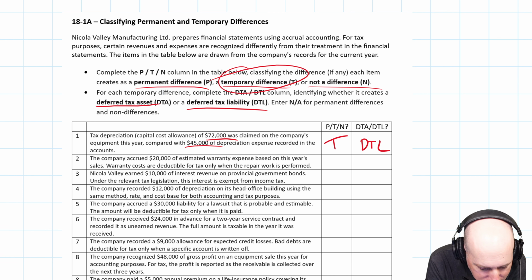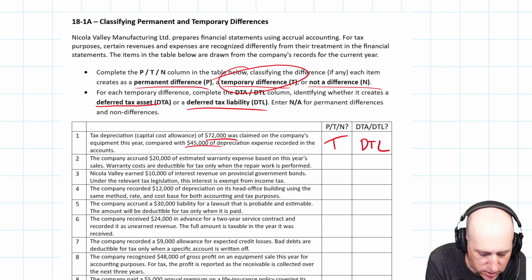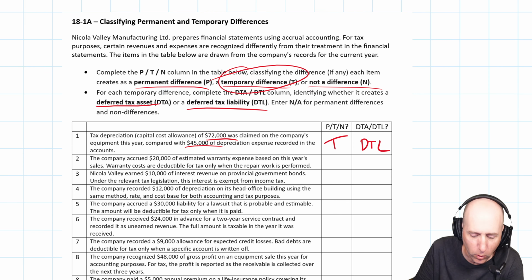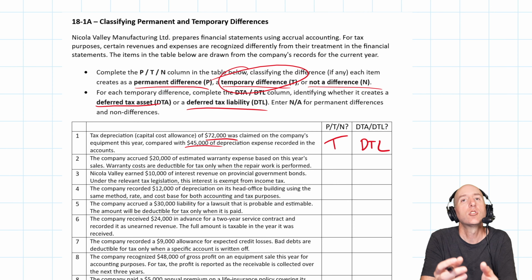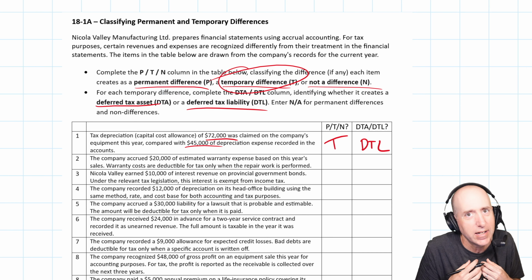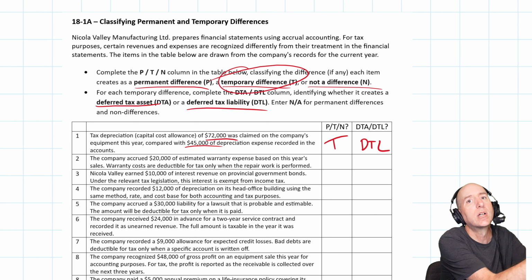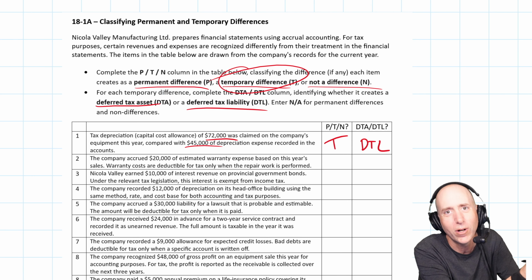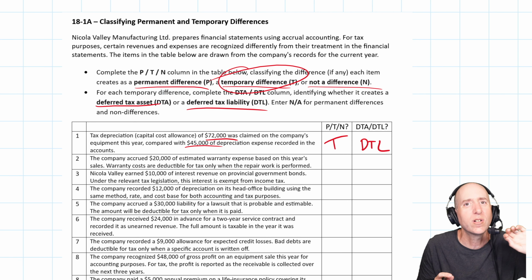The company accrued $20,000 of estimated warranty expense based on this year's sales. Warranty costs are deductible for tax only when the repair work is performed. So I took a deduction now for accounting. I don't get to take it now for tax purposes. I'm going to get to take it down the road for tax purposes. So some future tax deductions.